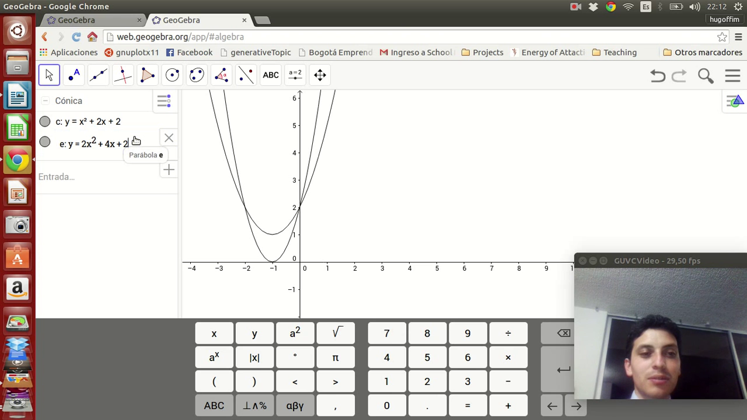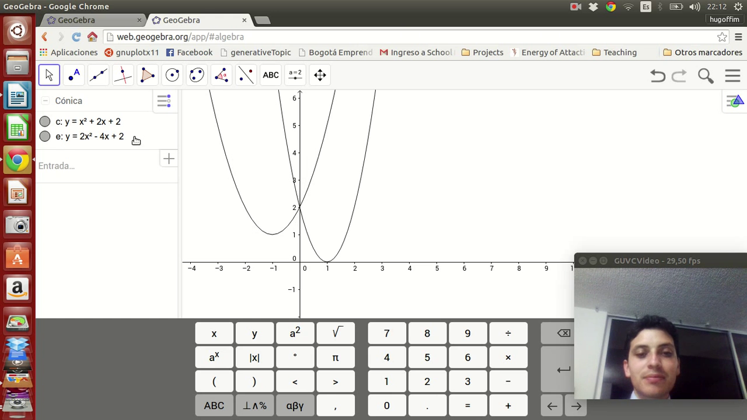Oh, excuse me, I wrote the same. What if I change the function and put x minus 1? I'm going to move it to the line. The axis of symmetry will be x equals 1. So here is the vertex. The vertex is at x equals 1, and before it was at x equals 0.